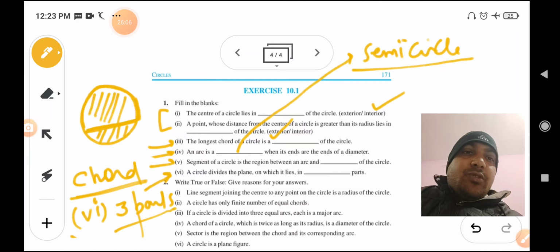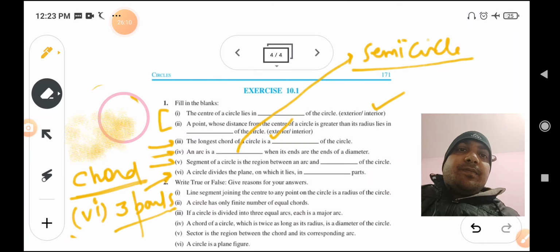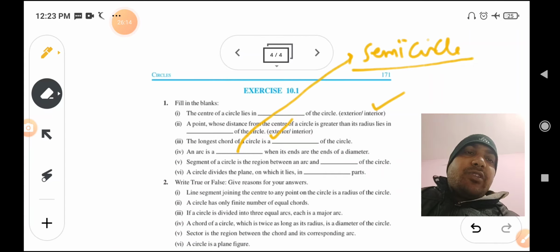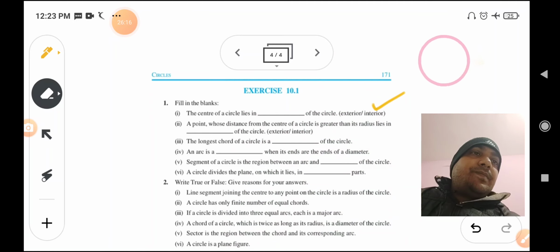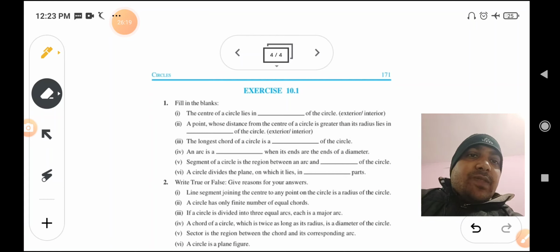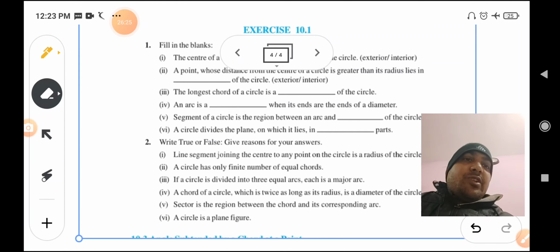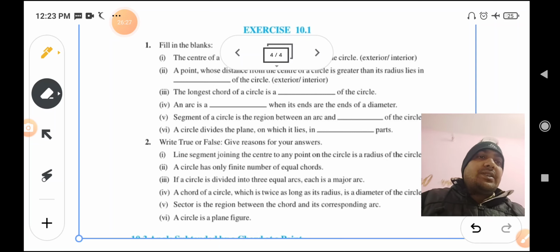Right? Okay. So coming to the second question. Up to this everyone is clear now? Second question is write true or false. We have to tell which statement is true and which one is false, right?